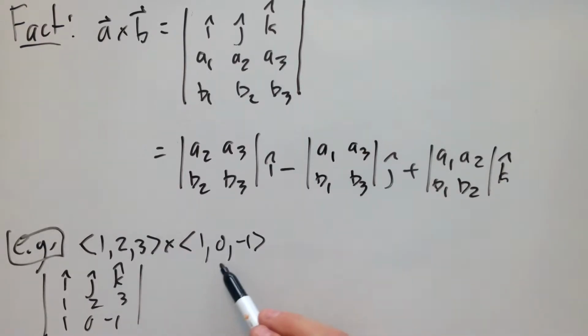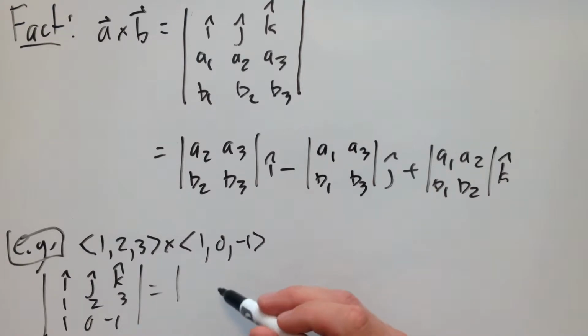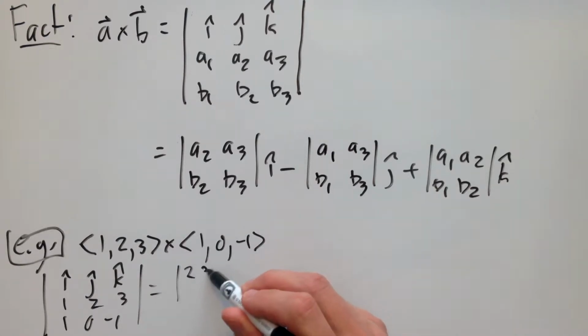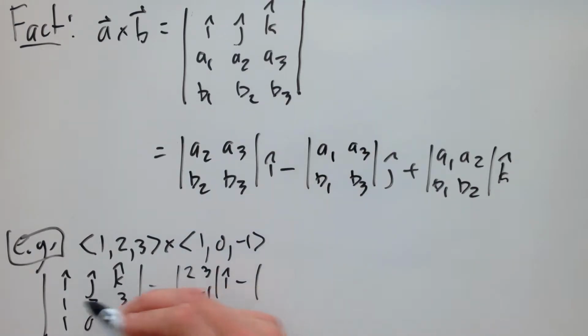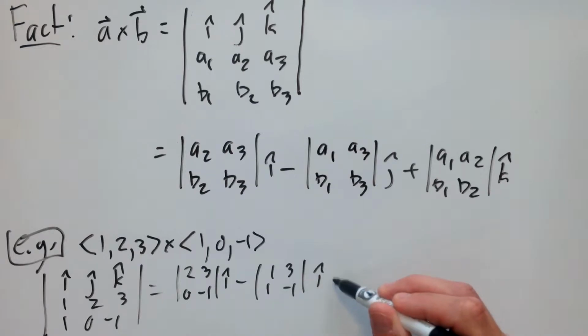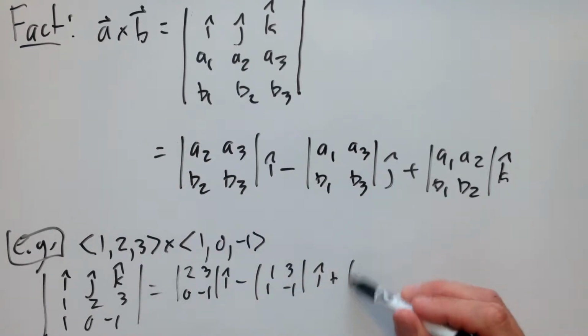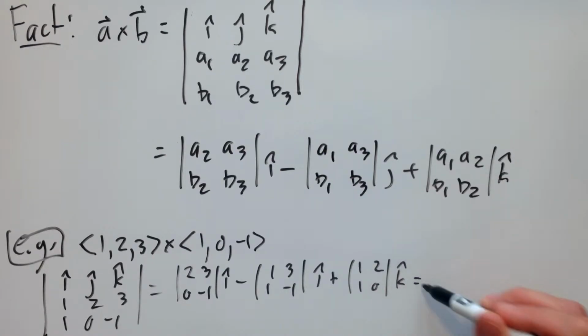Let's do (1, 2, 3) cross (1, 0, negative 1). I express that as a 3x3 determinant: ijk, 1, 2, 3, 1, 0, negative 1. And then let's apply this definition of the 3x3 determinant. So it's going to be the determinant of 2, 3, 0, negative 1 times i, minus the determinant of 1, 3, 1, negative 1 times j, plus the determinant of 1, 2, 1, 0 times k.